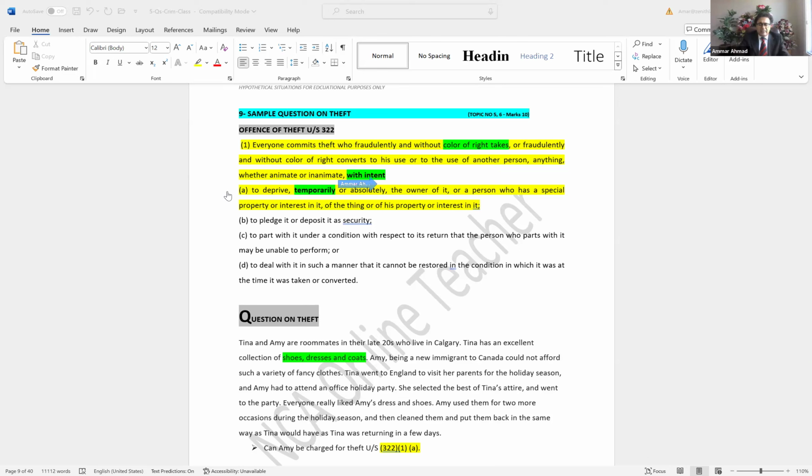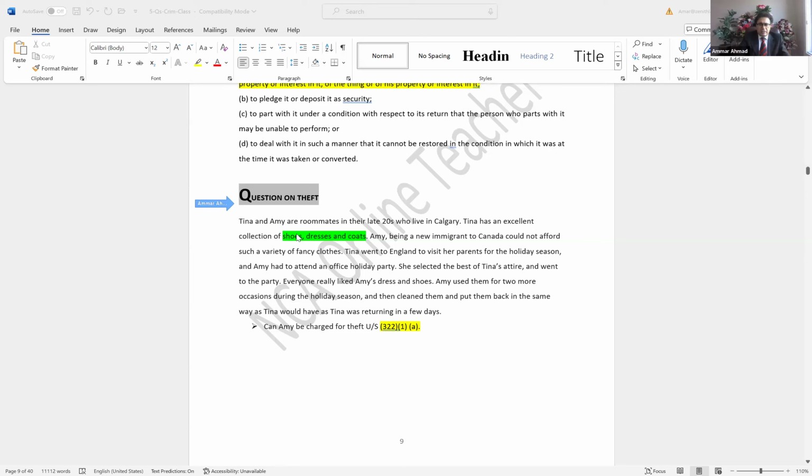Then subsection 1A says to deprive temporarily or absolutely. So even if you deprive someone of his possession temporarily, you can still be charged under the offense of theft. To deprive temporarily or absolutely the owner of it or a person who has a special property or interest in it. Now let's read a problem-based question, just for educational and academic purposes only.